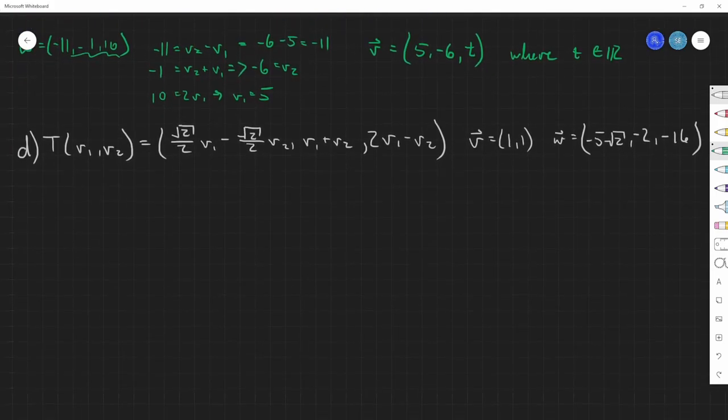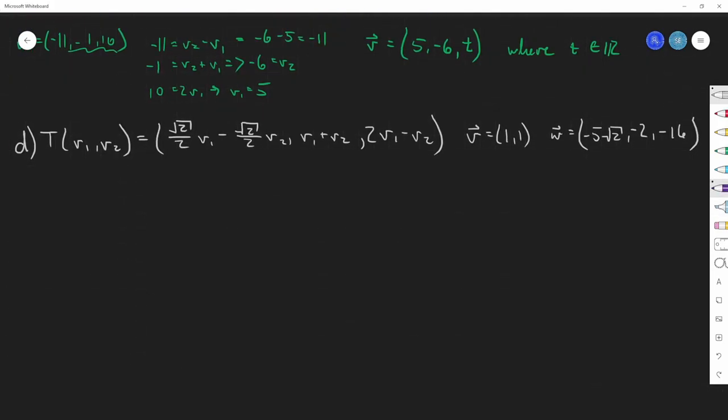We are given a vector of R2, and it goes to a vector of R3. Whoa. So, let's start with the image, since that's probably much easier. T of (1, 1) is equal to root 2 over 2 times 1 minus root 2 over 2 times 1. And then this would be 1 plus 1.